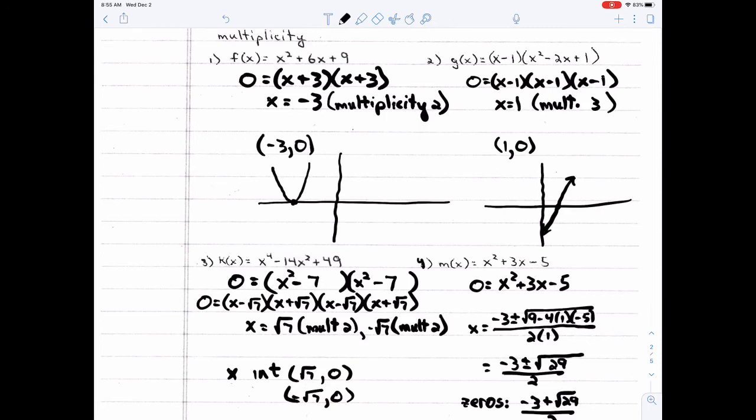I realize there's a lot of information here, but that's why it's important to know multiplicity. Because if it's a multiplicity 2, multiplicity 4, et cetera, it doesn't actually pass through the x-axis, it just touches it. And I'll talk more about that when we graph. I don't really want to say anything more about that for right now.